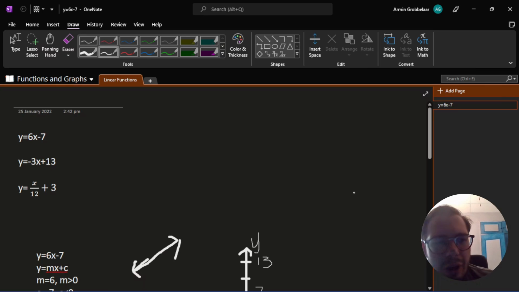So in this video, I'm going to sketch these three linear functions using the second method. If you only want to see how I sketch one of these, I've put timestamps in the description below, so please use them. So let's begin.